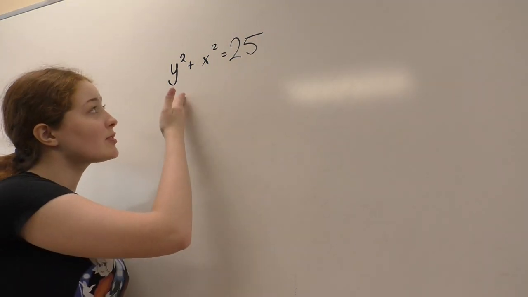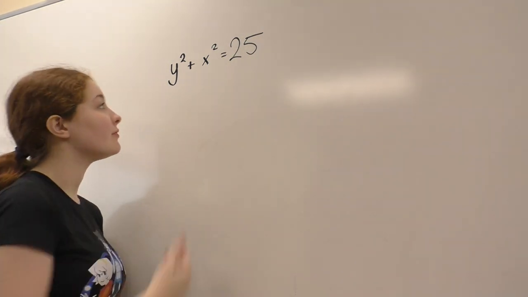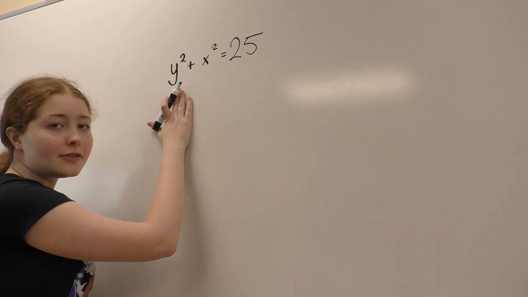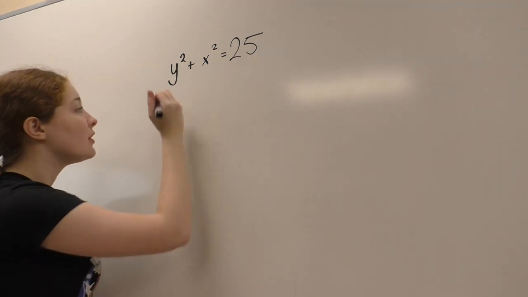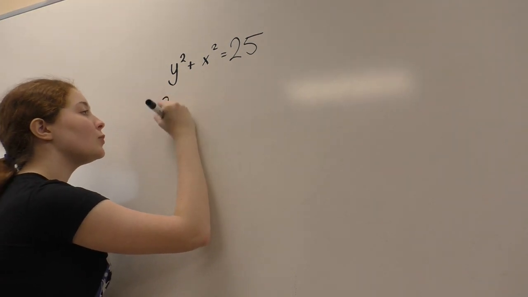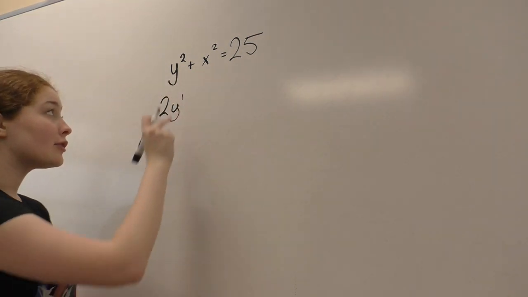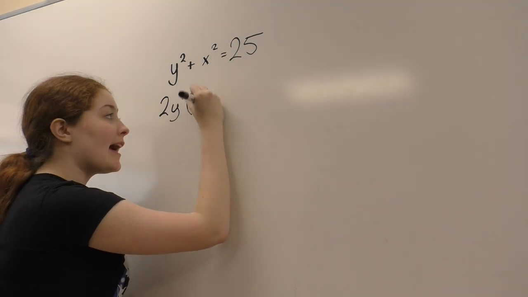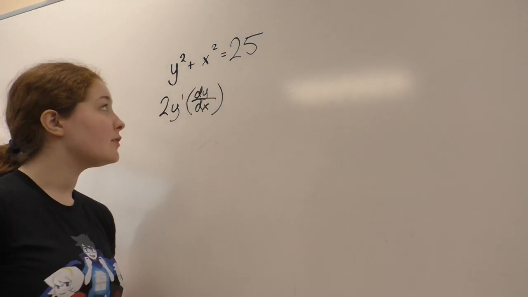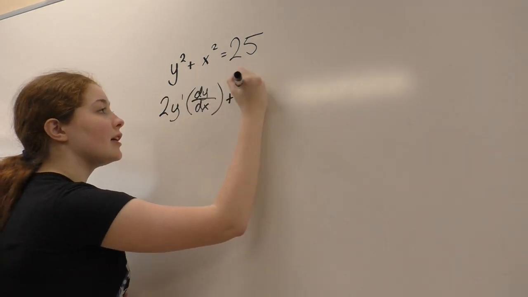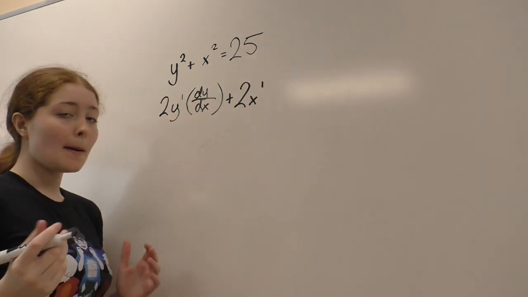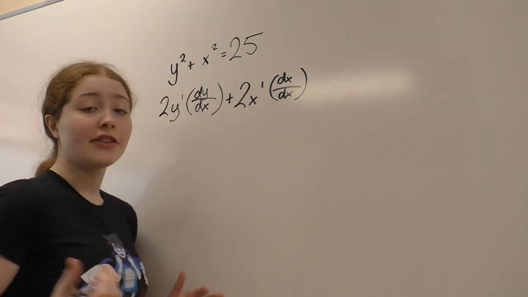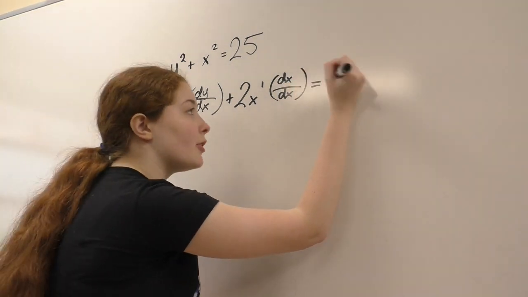Here we have the problem y squared plus x squared equals 25. So we start by taking the derivative of either side. Now, you know how to find the derivative of this, but there's an extra step. So you move the 2 down and you have 2y to the first. But whenever you see a y that you have to take a derivative of, you also have to multiply it by dy/dx. Something similar happens when you find the derivative of x. You have the 2x to the 1, but you need to multiply it by dx/dx. And then the derivative of 25 is 0.